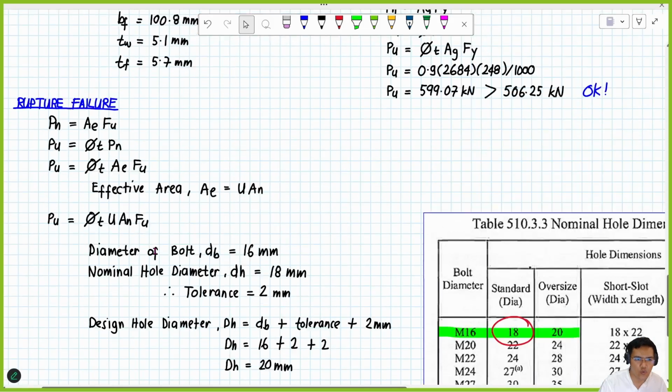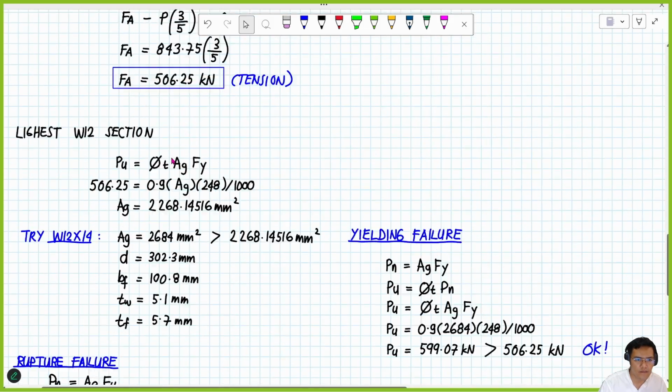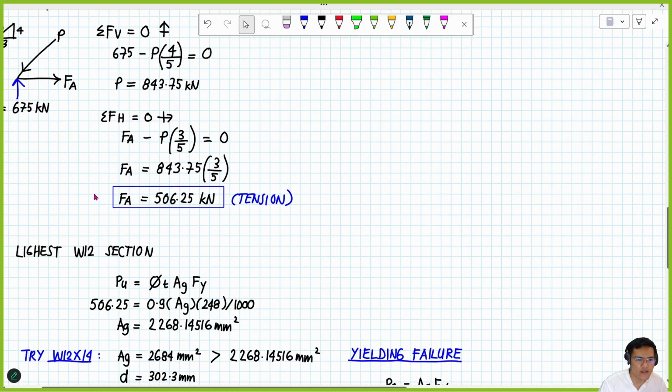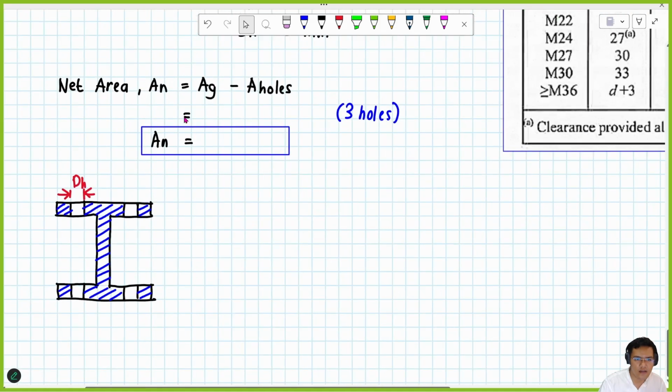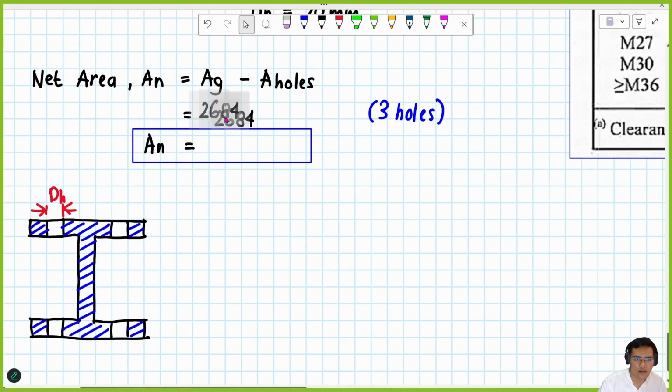Okay? We're using 12 by 14. Which is this, 2684. No? 2684 is our area gross. Okay? Minus the area of our holes.